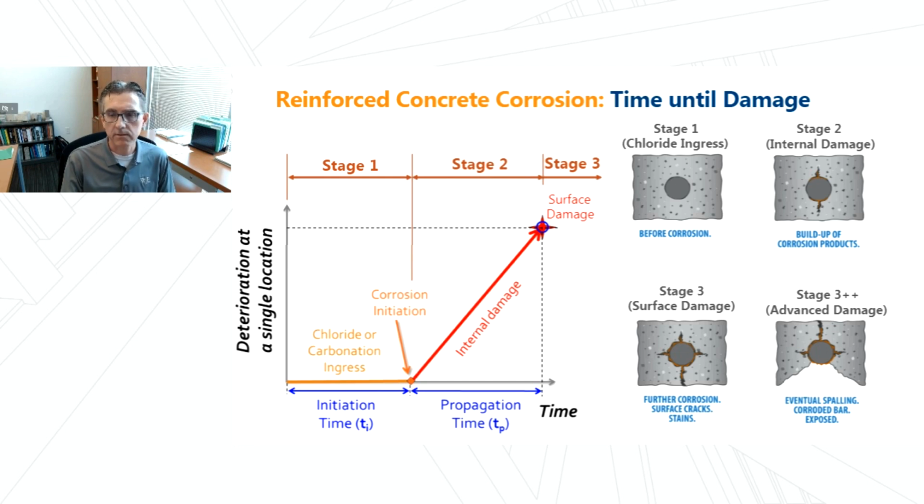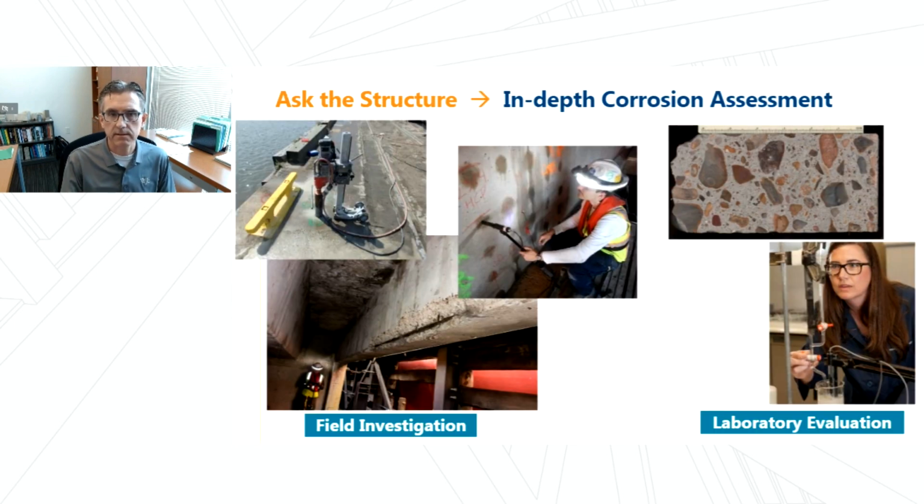steel section loss. So a common question that we are called upon to answer is, where are we on this time scale? And if we're in stage one or stage two, there may be no visual evidence that corrosion is happening, but we need to be able to characterize where we are. And in order to answer that question, we're going to assess the structure by performing an in-depth corrosion assessment. And typically that will involve a field investigation as well as a laboratory evaluation of the materials from the structure.